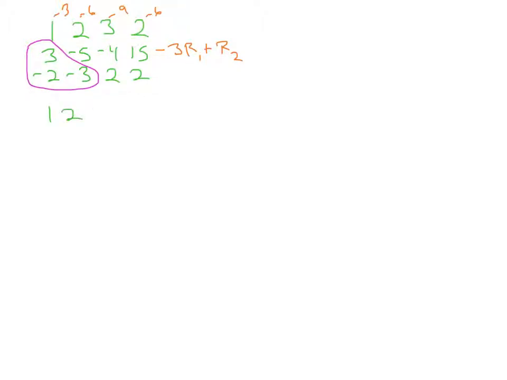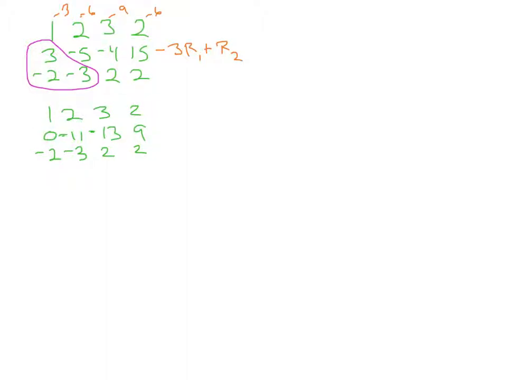So the first row is going to be 1, 2, 3, 2. The second row, when I add the two together, I'm going to get 0, which is what I wanted, right? Then -11, -13, it's negative and not +9. These are both negative, okay? And the last row did not change at all, so I still have -2, -3, 2, and 2. So we're a third of the way done.